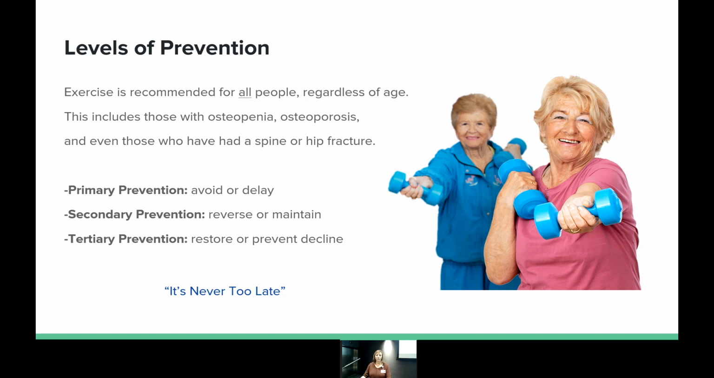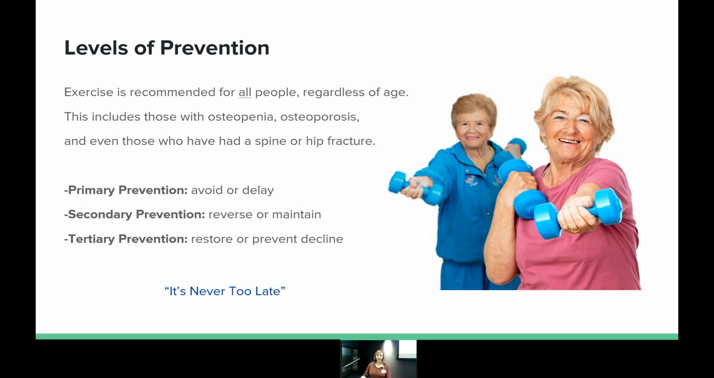Finally, tertiary prevention refers to programs that help people who've already had a fracture. For these individuals, exercise can help restore their function and prevent further decline. Research shows that persons who've had a hip fracture, if they involve themselves in a structured exercise program, their risk of having a second fracture is much lower, and their function is greater than someone who doesn't participate in a structured exercise program. These people find that they can get up out of chairs easier, they walk at a faster speed, and find it easier to climb stairs. So the point here is that it's never too late to start an exercise program.